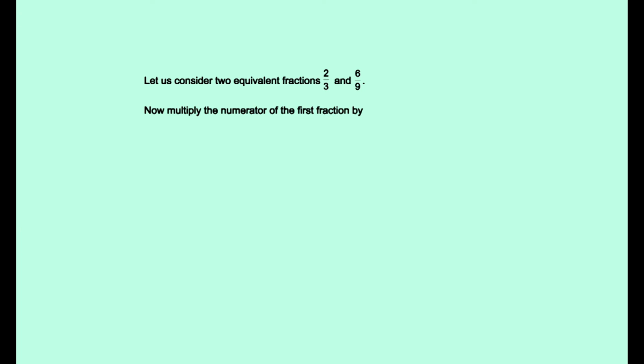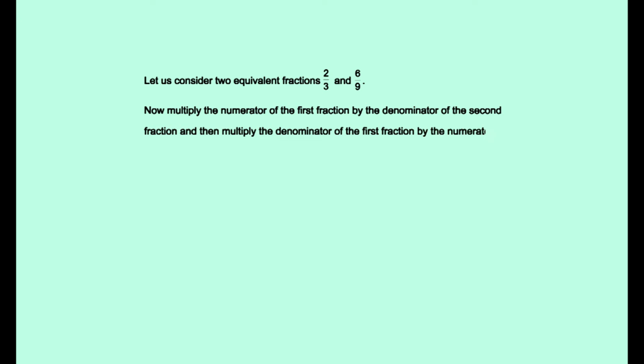To test whether two given fractions are equivalent or not, let's consider two equivalent fractions 2 by 3 and 6 by 9. Now multiply the numerator of the first fraction by the denominator of the second fraction and then multiply the denominator of the first fraction by the numerator of the second fraction. 2 by 3, 6 by 9.